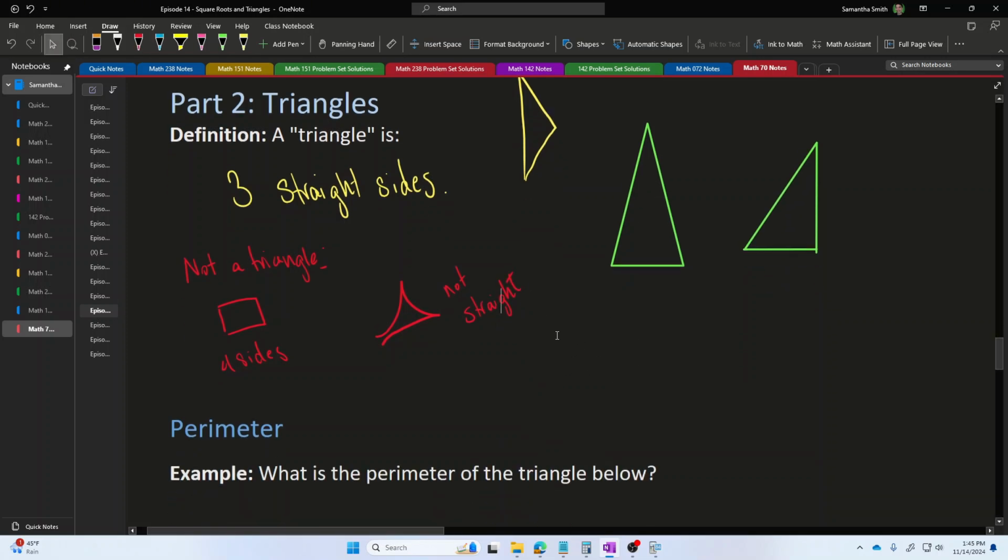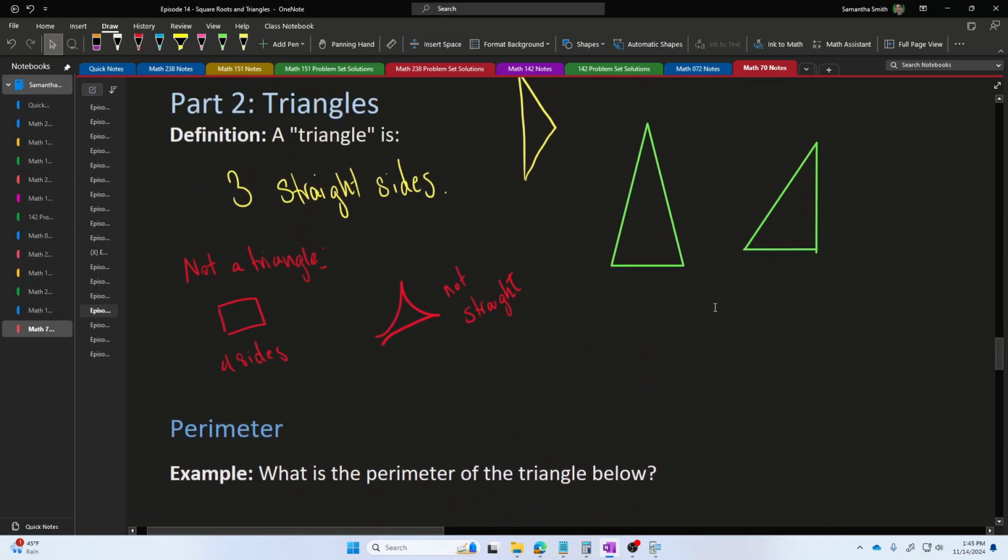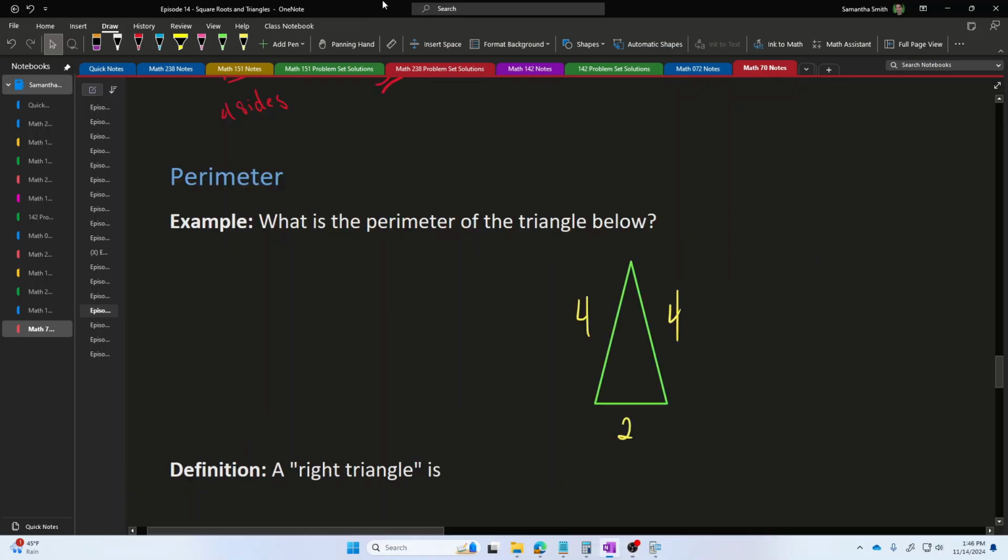Now, when you are measuring a triangle, you can calculate the triangle's perimeter the same way that you calculate the perimeter of any shape. The perimeter can always just be found by adding up the total length of all the sides in your object. That is what the word perimeter means. Perimeter is just the total length of all the sides of the object, the total distance you would have to travel if you walked around the outside of the object.